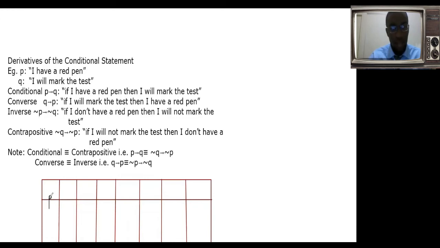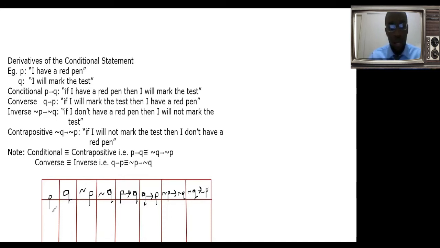So we have P, we have Q, we have not P, we have not Q, then we have P implies Q, then we have Q implies P. After Q implies P, then we have not P implies not Q. Then we have not Q implies not P.